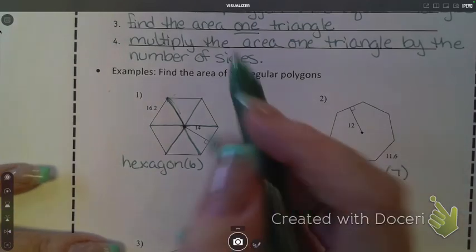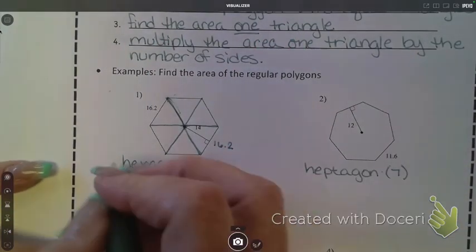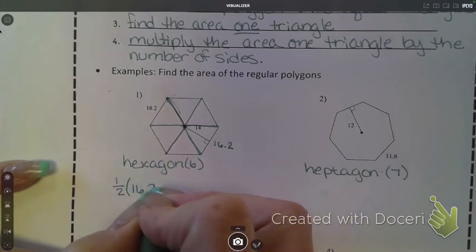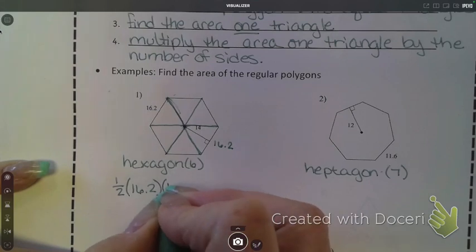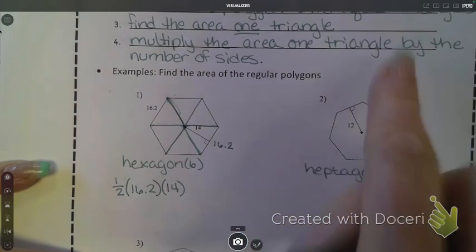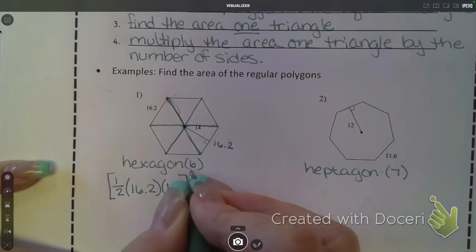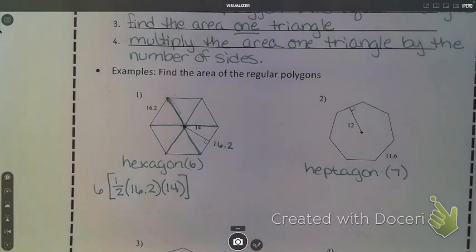Okay, so now it says find the area of one triangle. So that would be 1/2 base times height, and multiply it by the number of sides. So what we're going to do is just set it up all together. So we're going to multiply the whole thing by 6. I don't care what you take half of. Last hour they wanted to take half of 14. You could take half of the 6. It's all multiplication, so it doesn't matter which one thing I take half of.